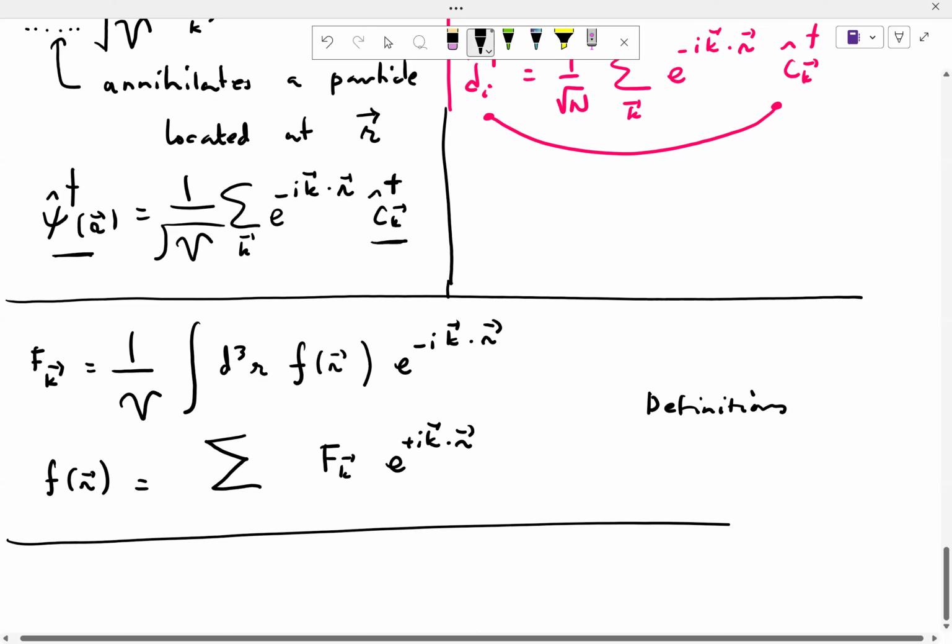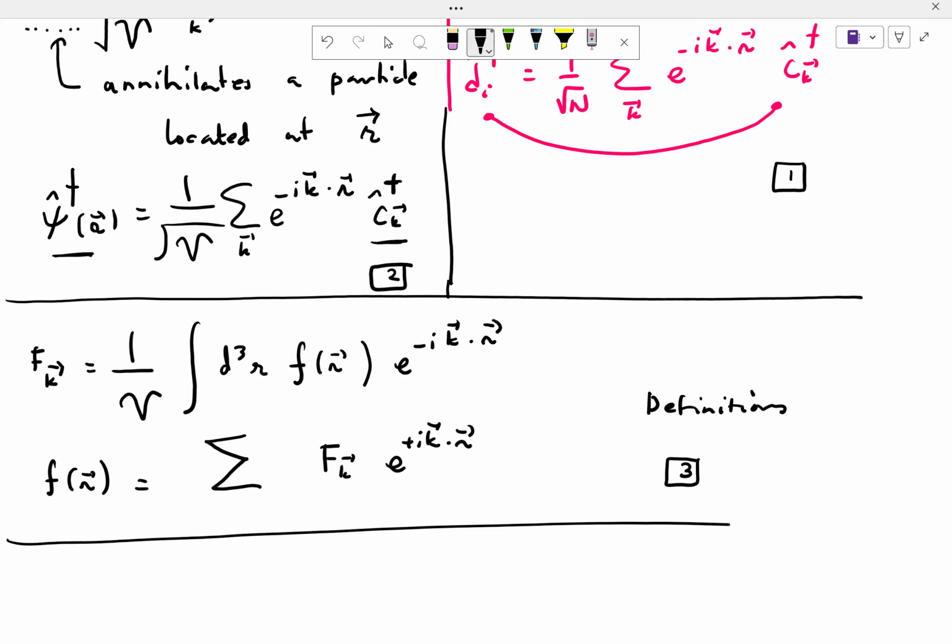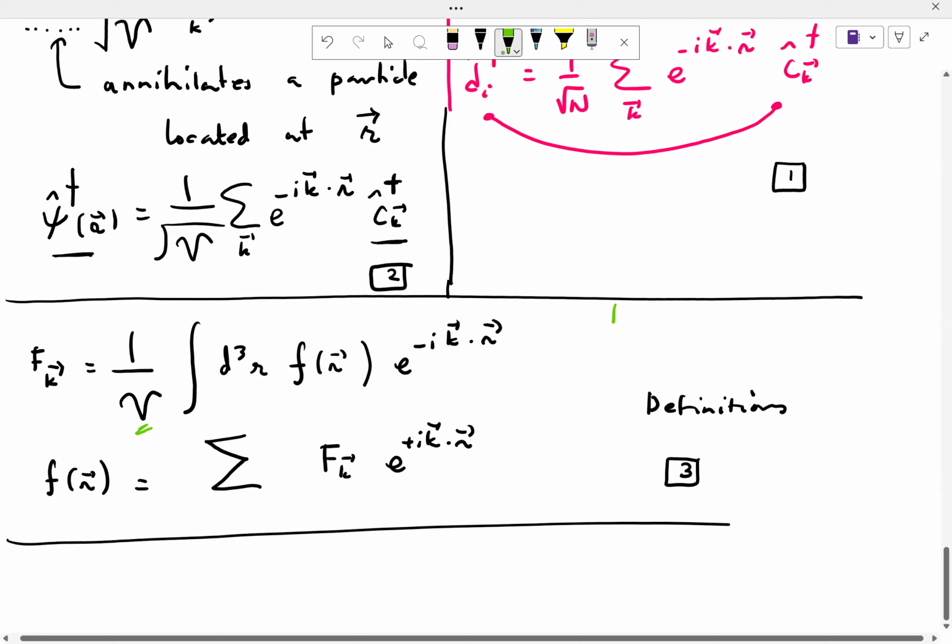Okay, so three kinds of definitions. We've already used these definitions. This is the definition for the field operator. And these are definitions for the Fourier transforms of functions. So some authors would prefer to write instead of this 1 over V, they prefer to put a 1 over root V here and a 1 over root V here. So these are just author conventions. So don't be bogged down by them.